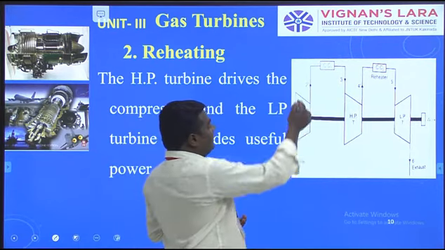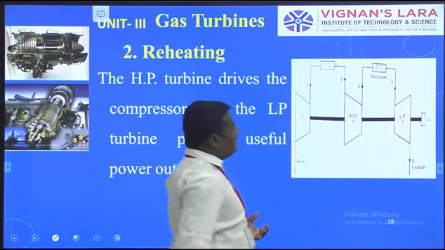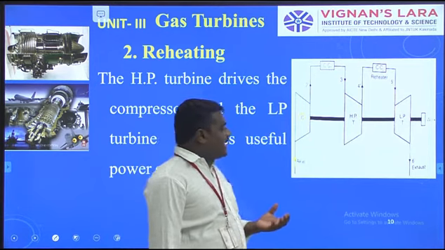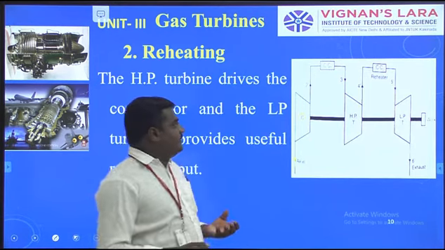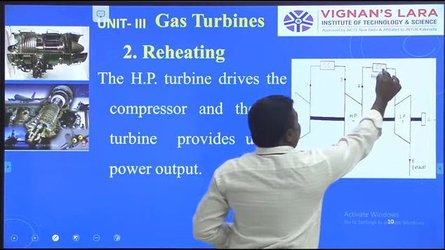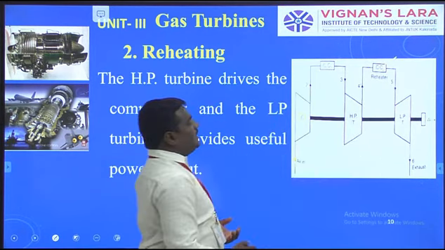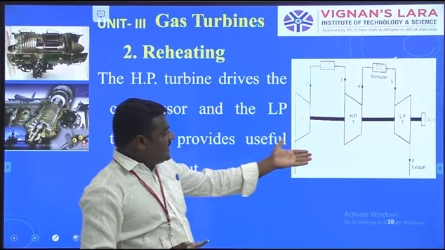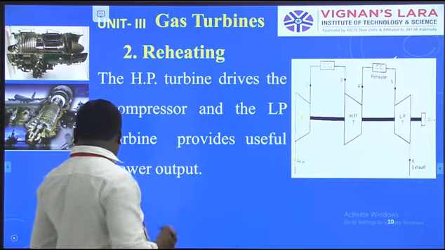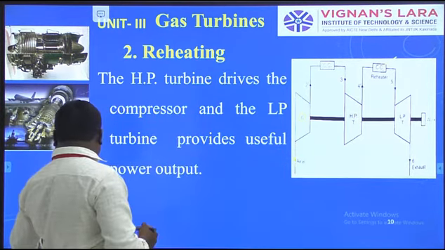After the heat is produced, the HP turbine will be there. The main concept of the turbine is to rotate the blades. Then we have to install the combustion chamber or reheater, and after that comes the exhaust and the work output, and the power output.